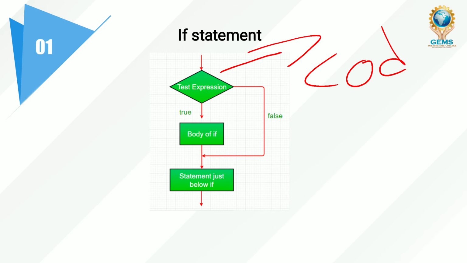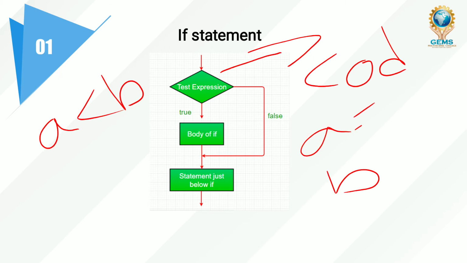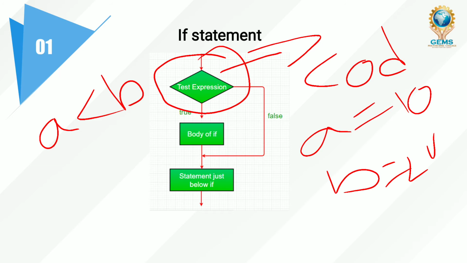It's a condition, whatever it may be. For example, I am putting one condition here: A less than B. Just this is the condition. Here two numbers are given. One is A, the second one is B. Just imagine the value of A is 10 and the value of B is 20. Now we are putting one condition: A less than B. A value 10, B value 20, A less than B, condition true.